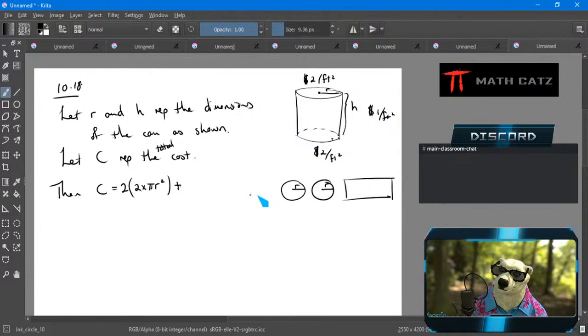Plus, it's $1 per unit area on the side, so it's $1 times the area of this rectangle. Well, when I cut it and lay it out, it's a height h, and the length of the other side of the rectangle is going to be the circumference of the circle, which is 2 pi r. So the area is 2 pi r h, because it's length times width for a rectangle, right?